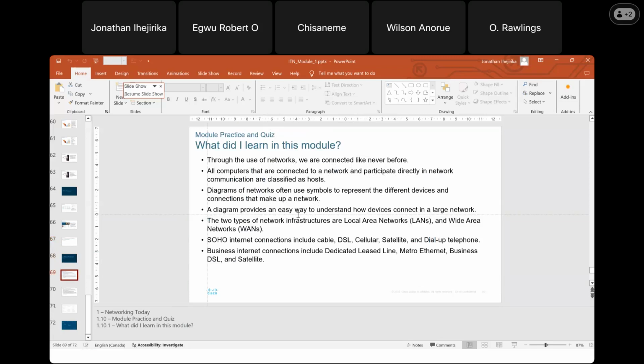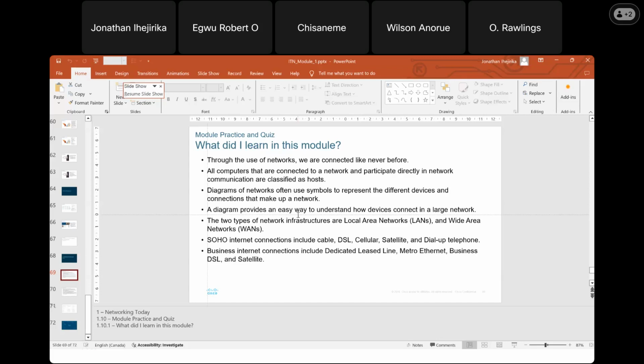In this module, through the use of networks, we are connected like never before. All computers that are connected to a network and participate directly in network communication are classified as hosts. So every device that participates in a network is classified as what? Host devices. Diagrams of networks often use symbols to represent the different devices and connections that make up a network. And a diagram provides an easy way to understand how devices connect in a large network. The two types of network infrastructure are local area networks and wide area networks. That is LANs and WANs.